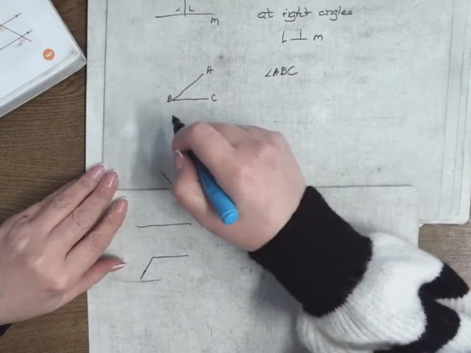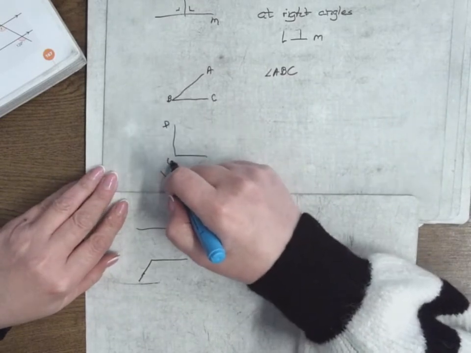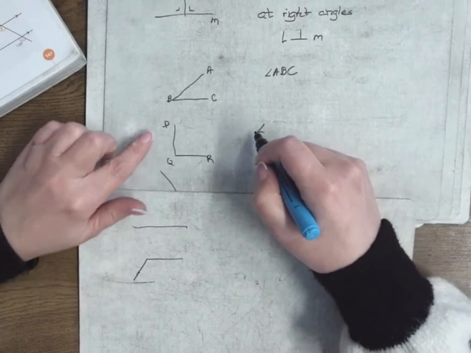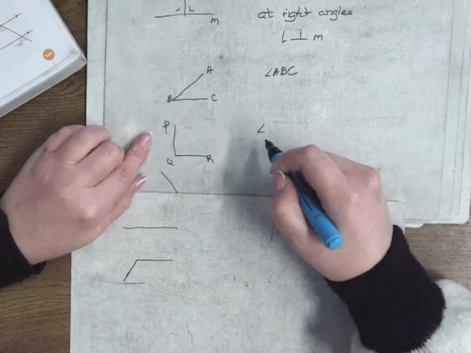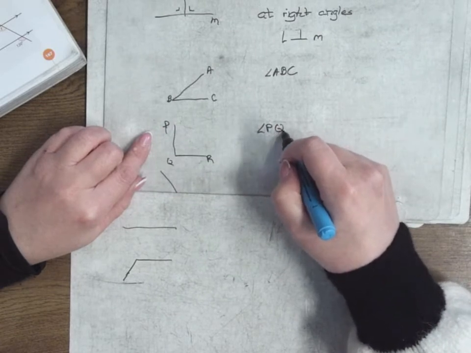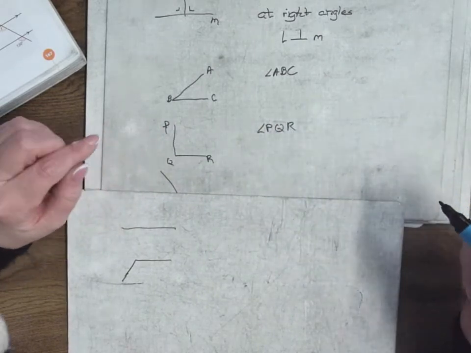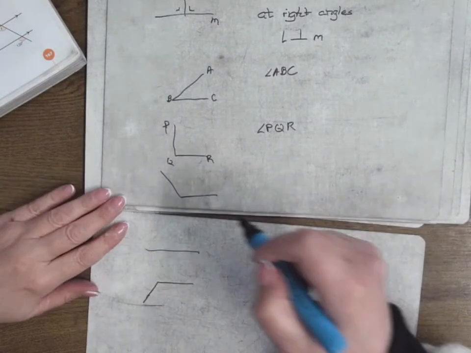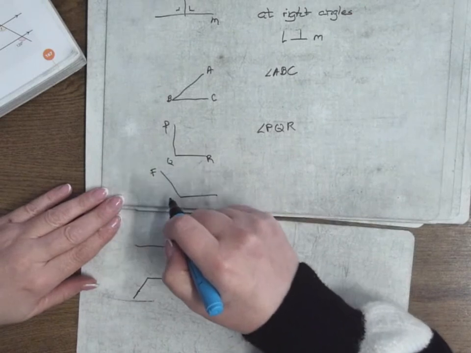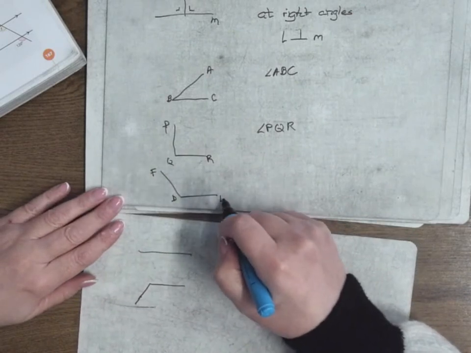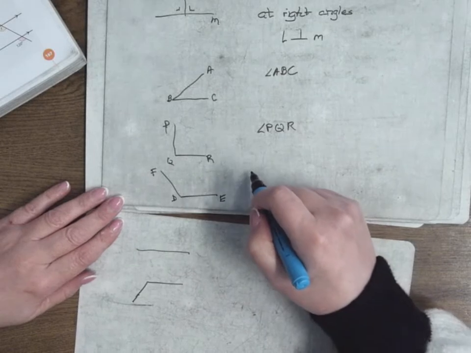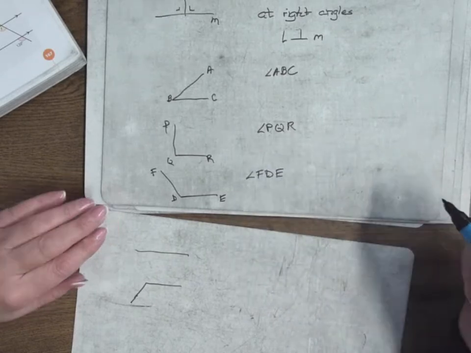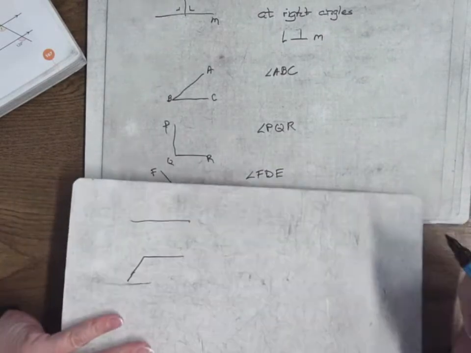Okay, what will I call this angle? PQR. What else could I call it? RQP, couldn't I? As long as Q is in the middle. Are we good? What about this angle? What will I call this? Angle FDE. What could I have called it? EDF, couldn't I? Okay.